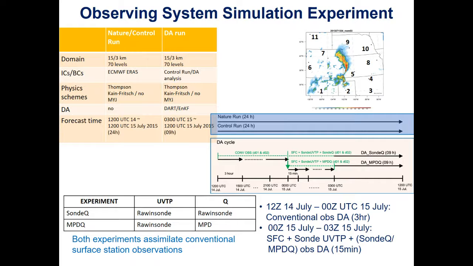And we're going to compare that with an MPD-Q experiment where we take the wind, temperature, and pressure from the Raywinsonde, but instead of the water vapor from Raywinsonde, we're using water vapor from the MPD profiles. So we're doing the simulation of that for a 3-hour period, and then running the forecast to see how they compare.